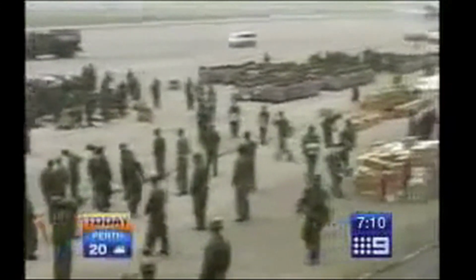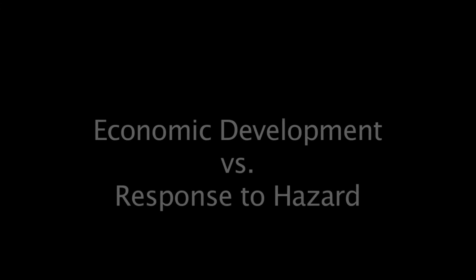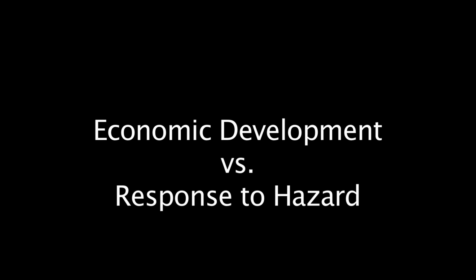The secondary effects of an earthquake are disease, economic loss, and lack of food and clean water. How do you measure the level of economic development and its role in being able to respond to the hazard event?